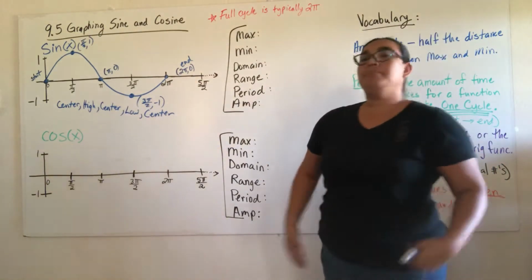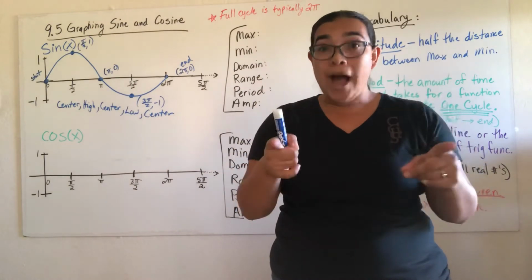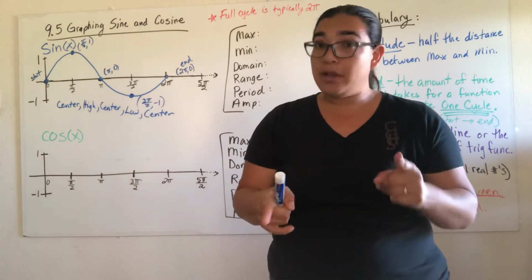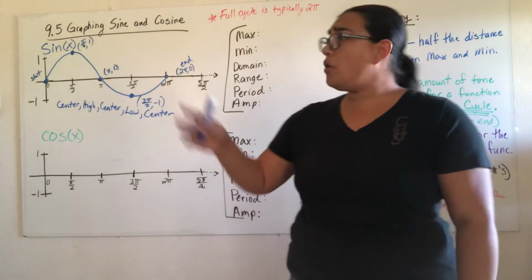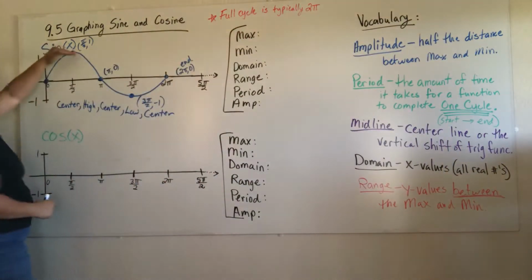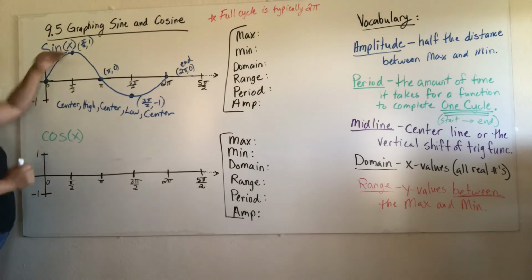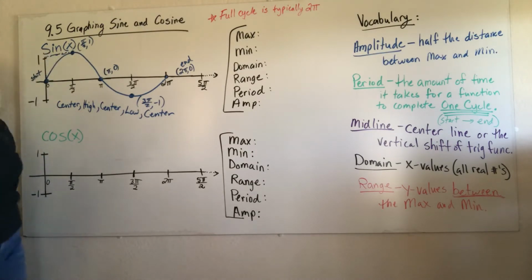So max. Max just means, what do you think it means? What's the highest y value you hit? Now it has to be a y value, that's the thing. So going to this graph, you can see we had a high point right here, right? So think to yourself, what was that y value? What was that highest point? That highest point had a y value of 1.